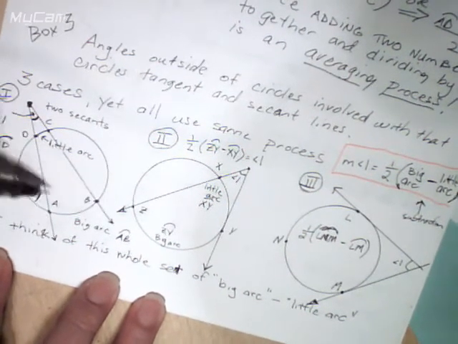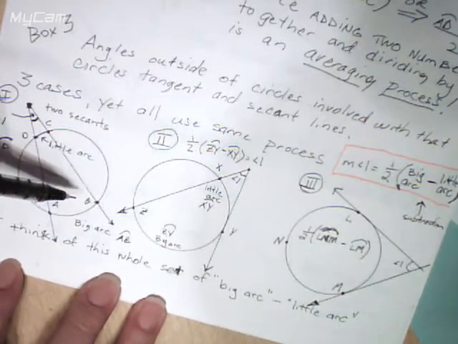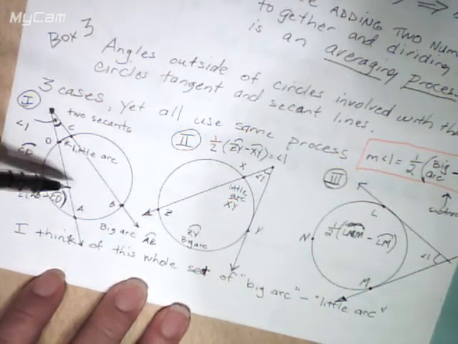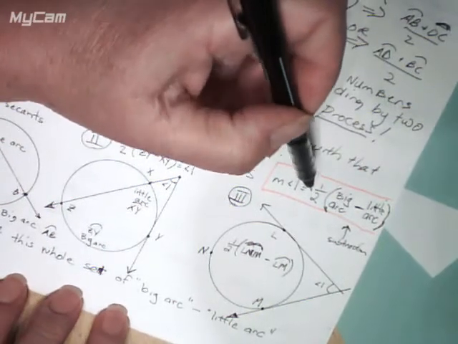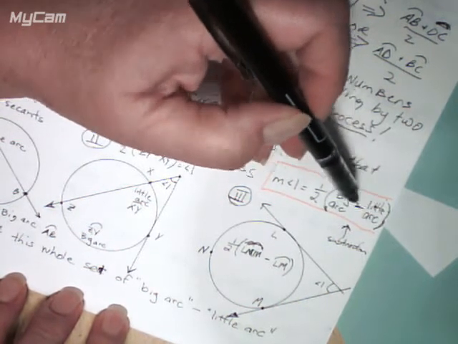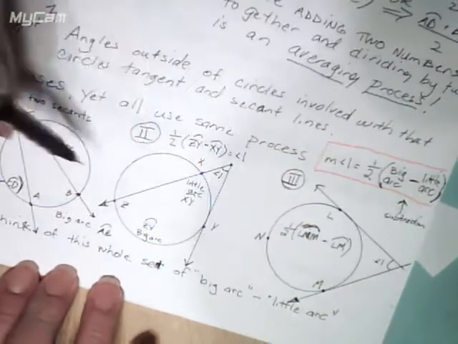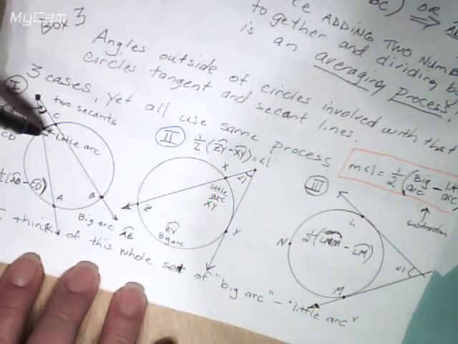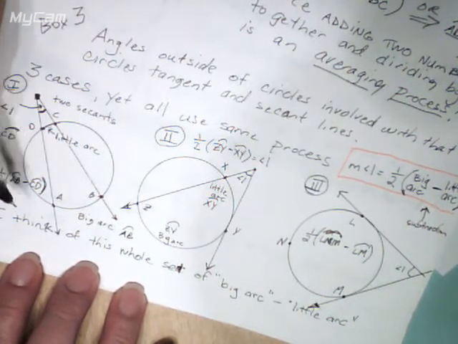In order to remember this, I always think to myself, big arc, little arc. The big arc is farther away from that point, the little arc is closer. The equation here is that the measure of that outside angle is equal to 1/2 the big arc minus the little arc. Subtraction. We're doing subtraction here. In every one of these, that is the exact same case. So in this one, angle 1 would be 1/2 AB minus CD, and those are the arc measures.